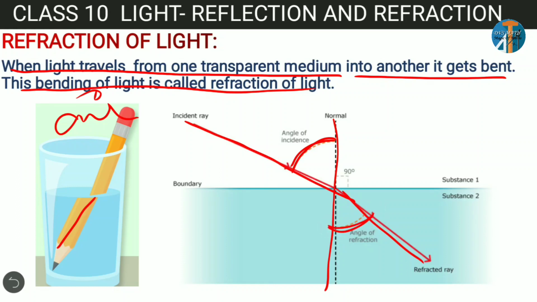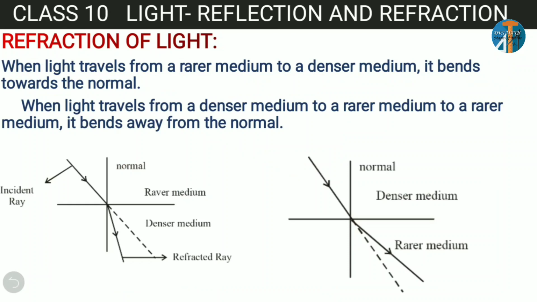I think it's clear. When light travels from one medium to another medium, the light bends. This bending of light we call refraction of light. Clear? Next, here you can observe clearly how the light bends. Here we have two types of medium: one is rarer medium and the other is denser medium, or in other words, lighter medium. Air is a lighter medium, right?